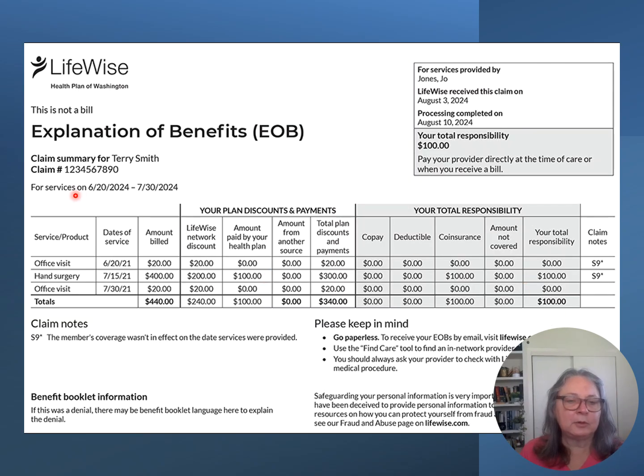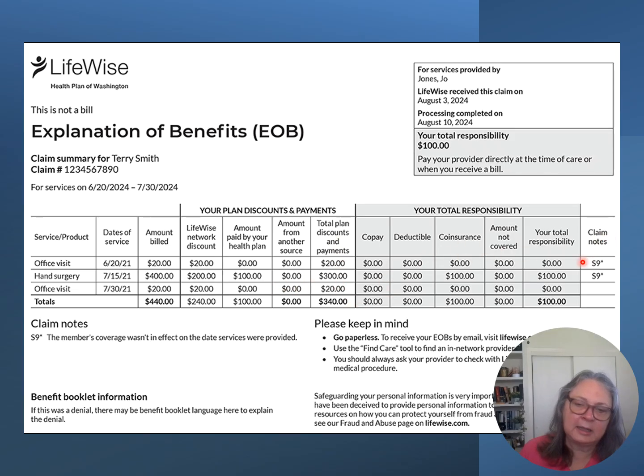All right, here's another example. Again, the same information, claim summary for, and this is going to be the member, the claim number, and this is your date of service. Over here you'll see services provided by, and this is going to be the doctor. This is going to be the insurance and the date it was processed on. And here you'll see it says your total responsibility. Sometimes it'll be down at the bottom and it'll say amount you may owe, okay? Again, these are the services, the dates of service, so they're different dates of service here. Same information, amount paid, amount from other insurance, discounts, copay, deductible, co-insurance.